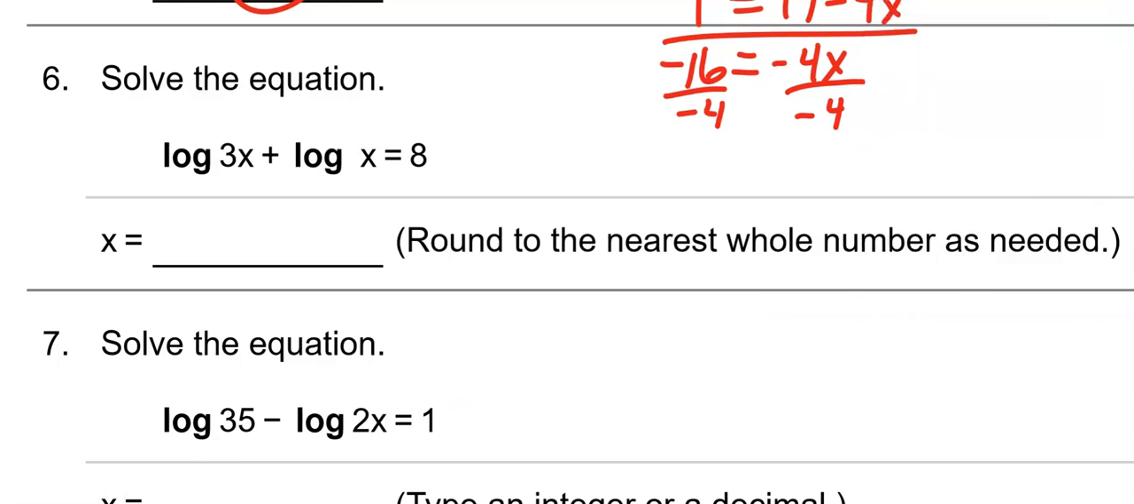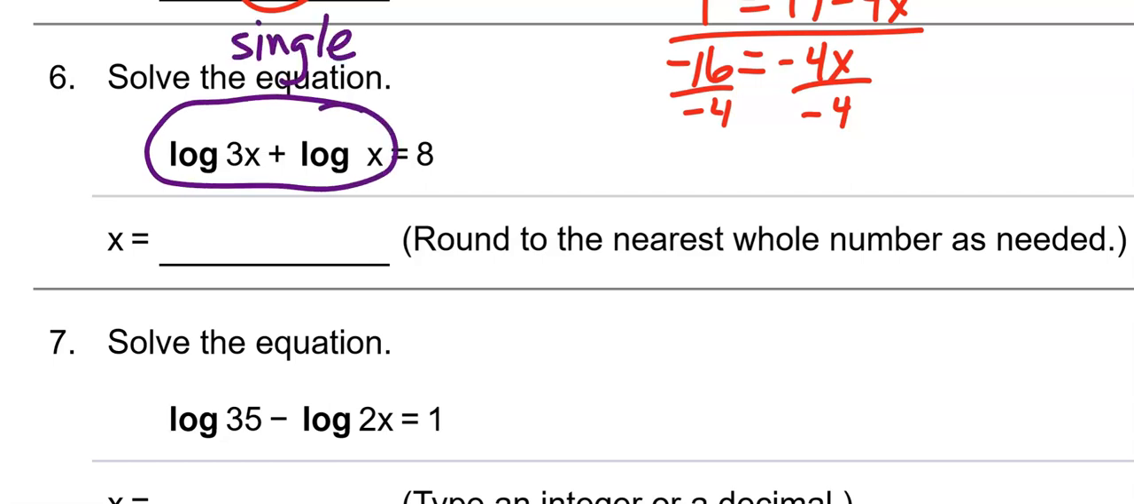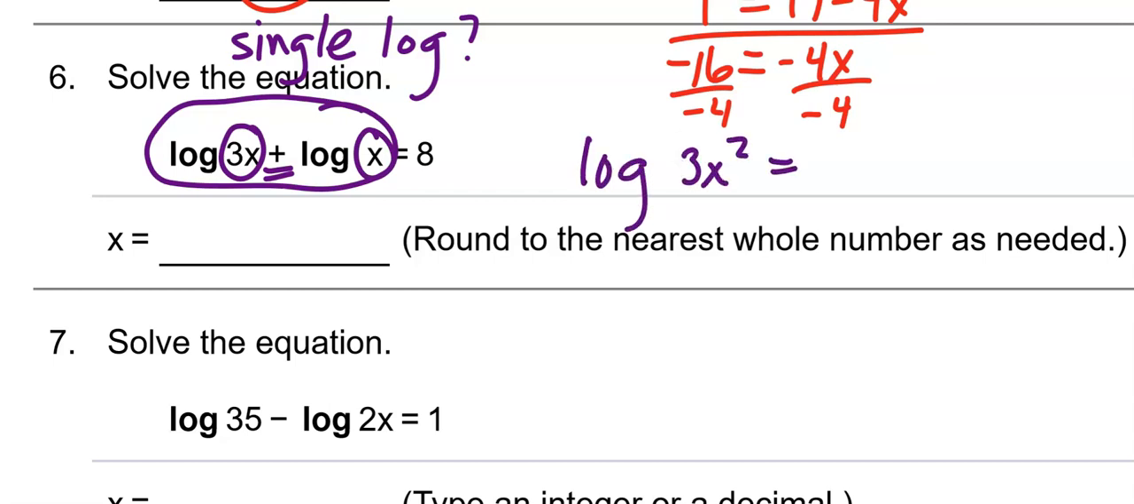Alright, next up, my question to you is going to be this. Is this side a single log? And you better be saying no. So we need to make it a single log, right? So that's my first step. Since I see addition right there, that means I'm going to take the 3x and the 1x and multiply them together. And that's going to create log 3x squared equals 8.